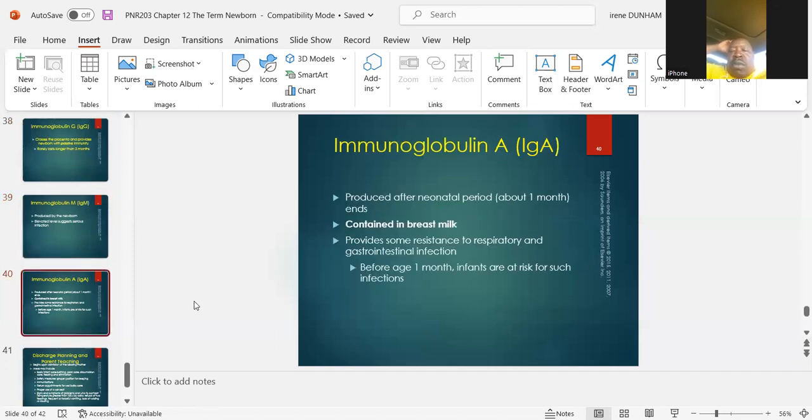IgA is produced after the neonatal period, so about a month. And then it's contained in breast milk. That's why we want mothers to breastfeed. They get so many good antibodies and colostrum. I don't know if this was on your quiz, but it's on exam 3, I think. It's about colostrum. I just gave you something there. Okay.